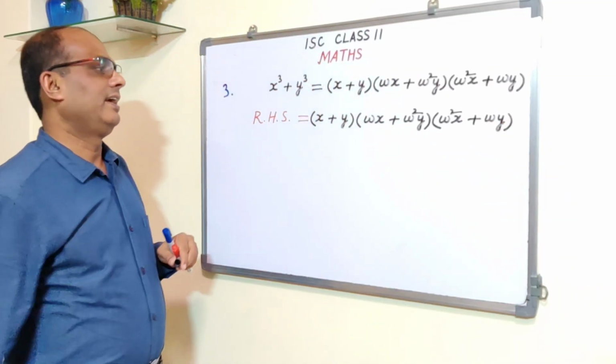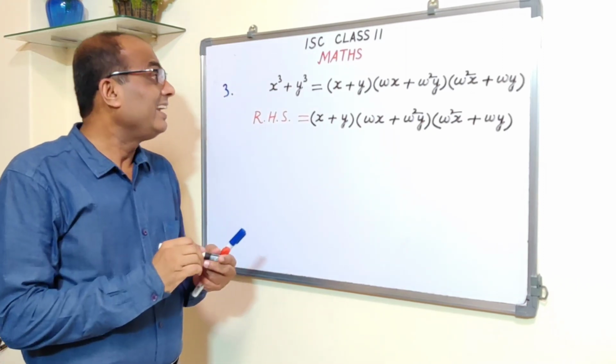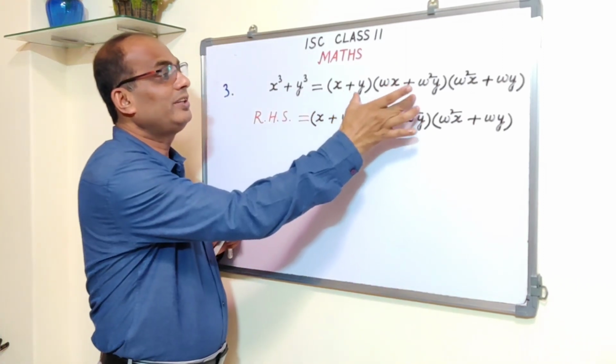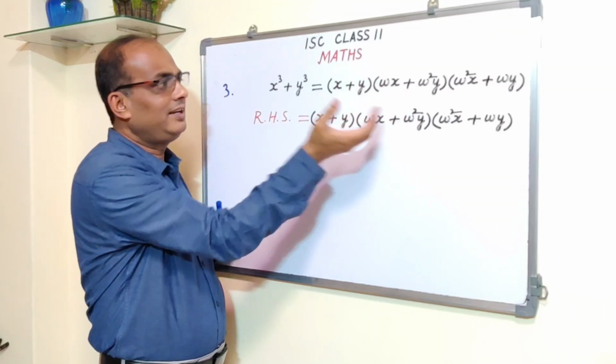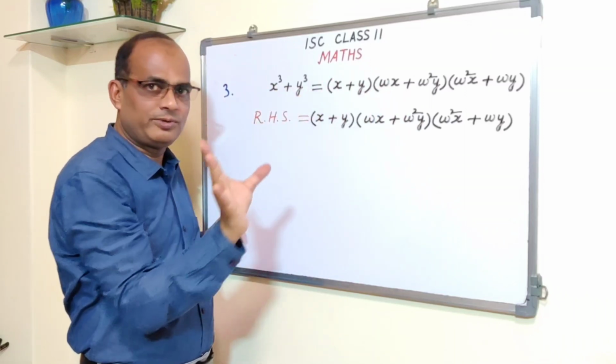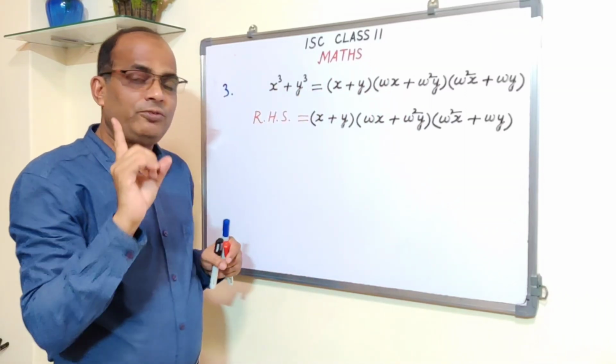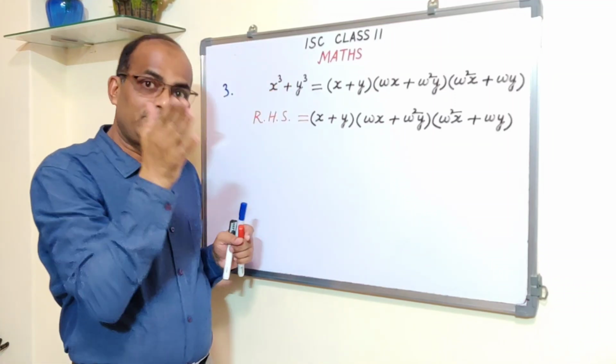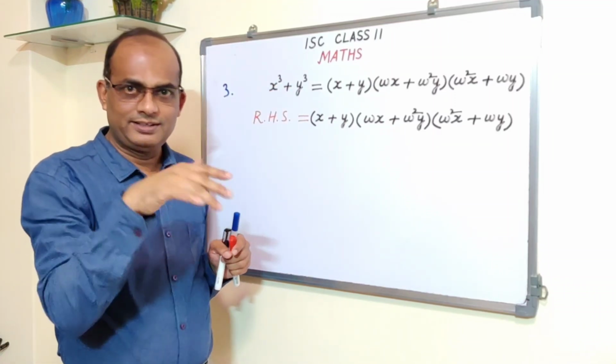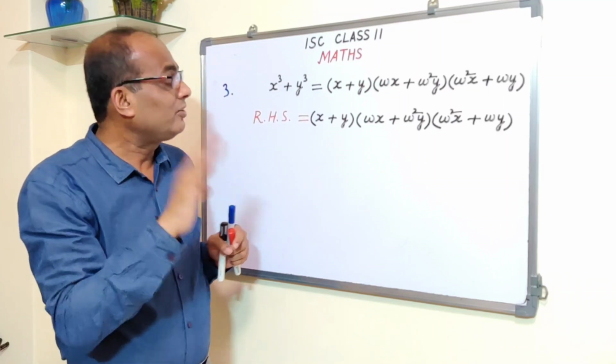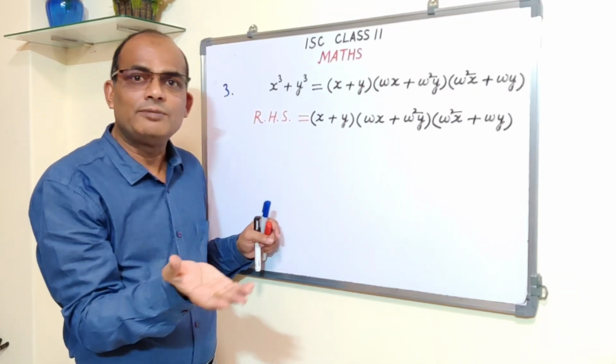This is our right hand side. Fine. Now see, in the question we have to show this is equal to this. We have started with the right hand side and we want to show that this is equal to x cube plus y cube. Now you remember the formula of x cube plus y cube is equal to x plus y in one bracket, and the second bracket x square minus xy plus y square.